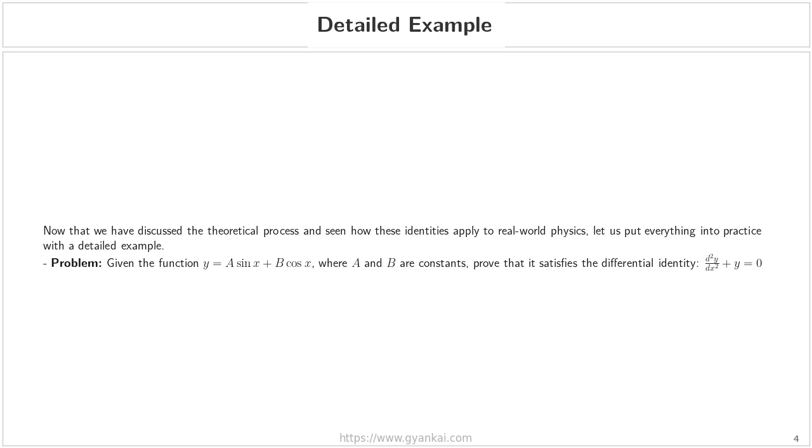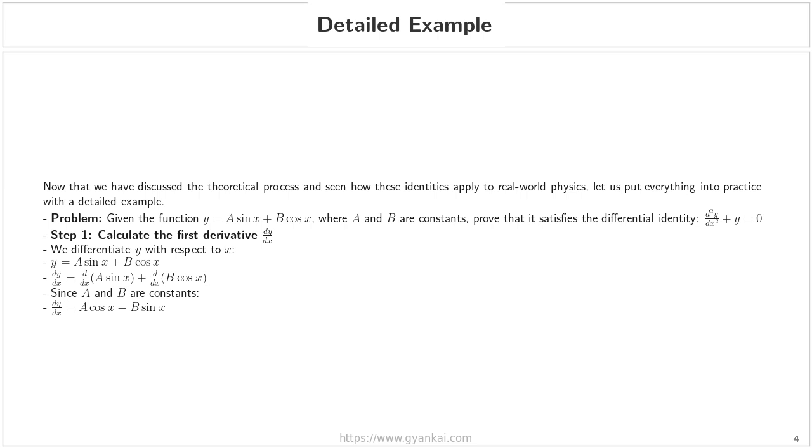We are given the function y equals a sine x plus b cosine x, where a and b are constants. Our goal is to prove that this function satisfies the differential identity, the second derivative of y with respect to x plus y equals 0. To do this, we will follow the systematic four-step process we outlined in the previous slide.